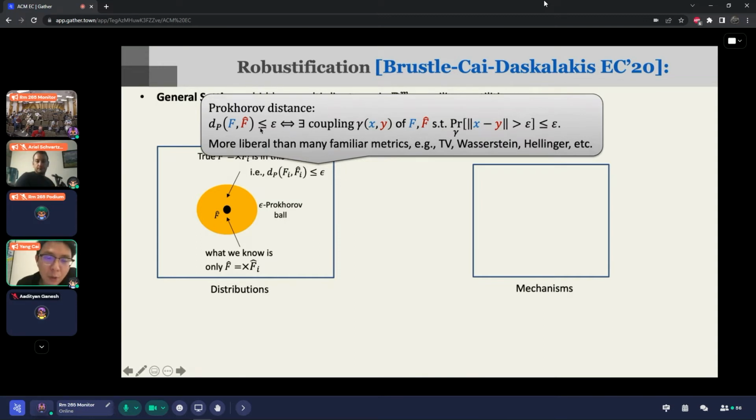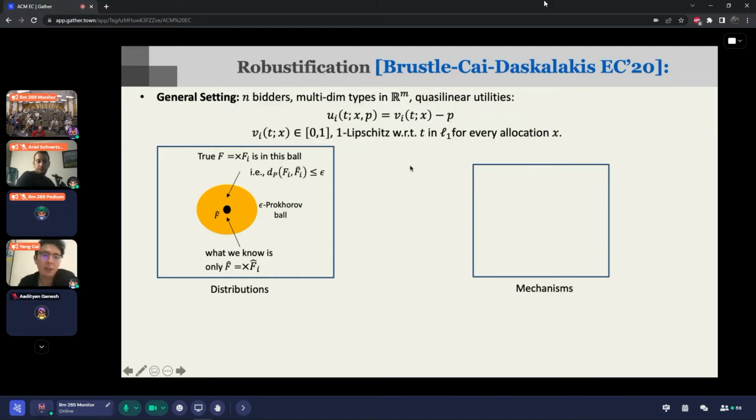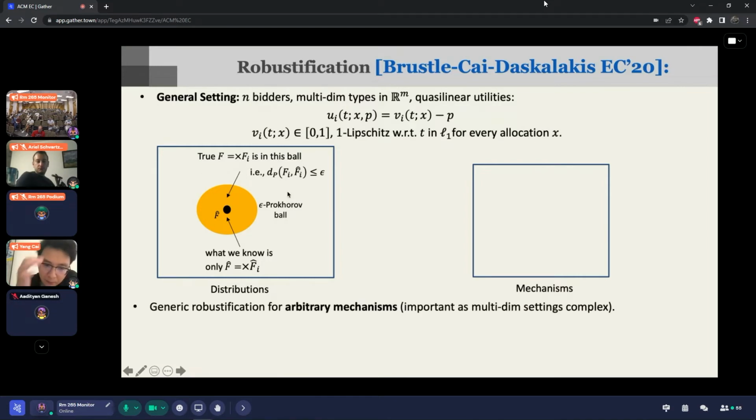You just need to keep in mind this is a very liberal metric. It's actually more liberal than most of the familiar metrics like total variation distance, Wasserstein distance, and so forth. All right. Okay, so the seller only knows the proxy distribution, and the true distribution is not far away from it, but doesn't know exactly where the true distribution is.